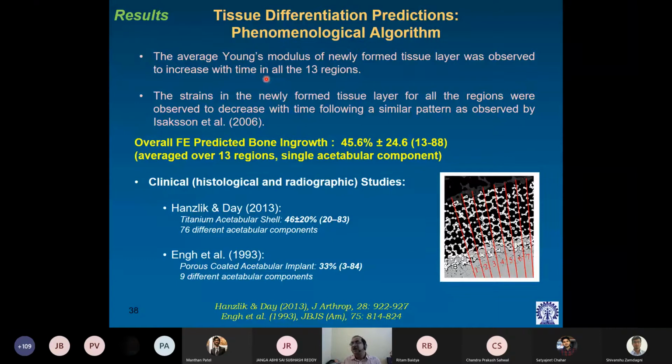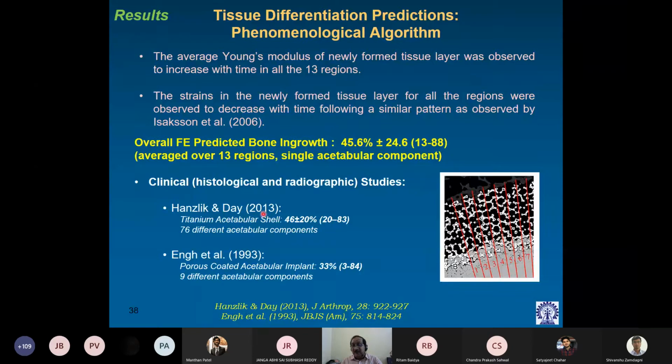So we had to rely on some histological and clinical studies, which had predicted, or not predicted, they have observed from measurements and histological radiographic studies to come up with certain quantitative values. Now, if we look at our prediction, the overall finite element model predictions of bone ingrowth averaged over 13 regions for a single acetabular component for a single patient was about 45%. That is our prediction.